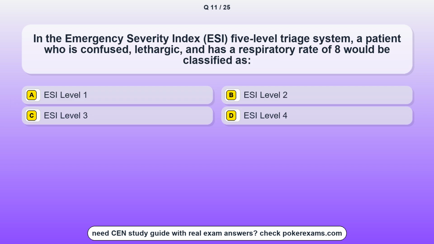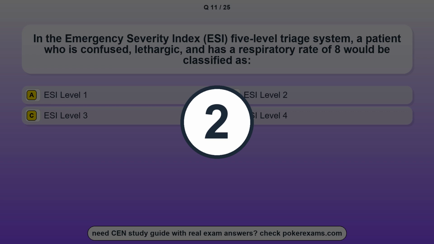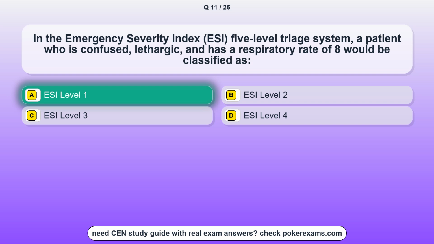Question 11. In the Emergency Severity Index (ESI) 5-level triage system, a patient who is confused, lethargic, and has a respiratory rate of 8 would be classified as Option A, ESI level 1. Option B, ESI level 2. Option C, ESI level 3. Option D, ESI level 4. The correct answer is Option A, ESI level 1.